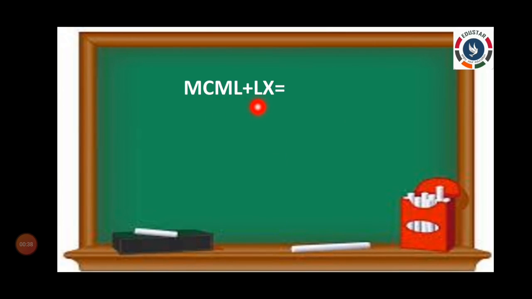Then MCML plus LX. We want to add the values. Now you write, what is the value for M? 1000. CM means 900. L means 50. So 1950. Plus LX means 50 plus 10, 60. So 1950 plus 60, you add the two values.